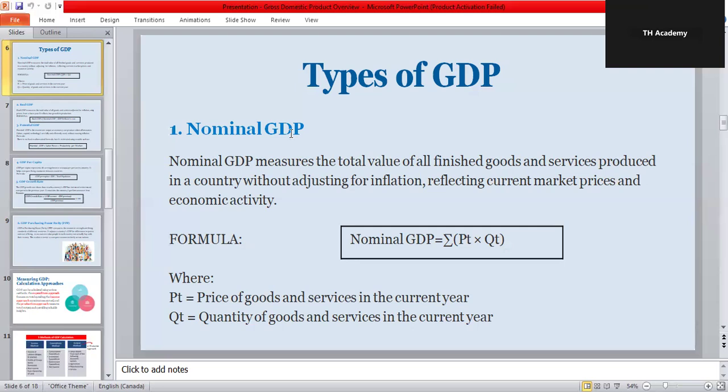Here's the formula of nominal GDP, where nominal GDP equals the summation of Pt times Qt, where Pt is the price of goods and services in the current year, and Qt is the quantity of goods and services produced in the current year. So we multiply the price of each product by the number of units produced and then add up everything.